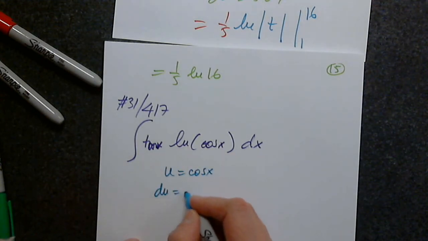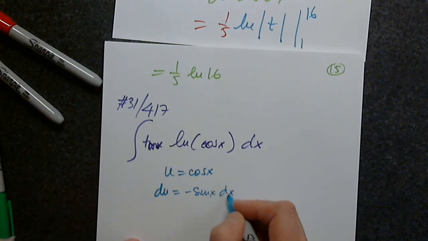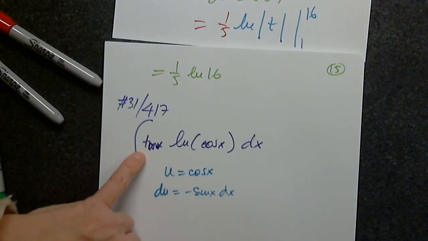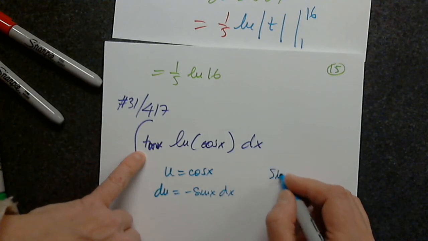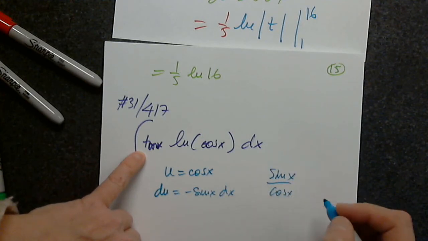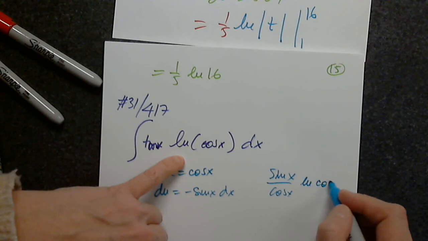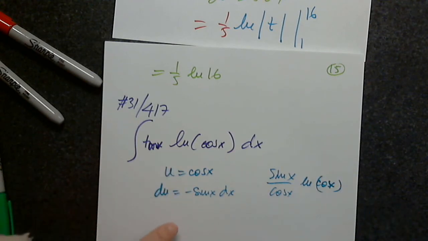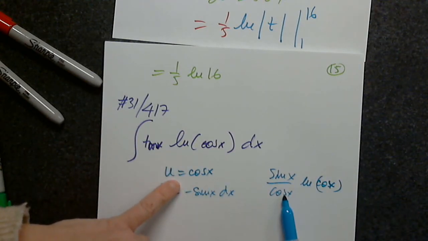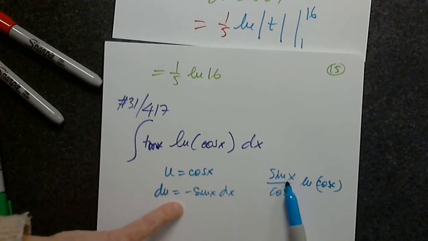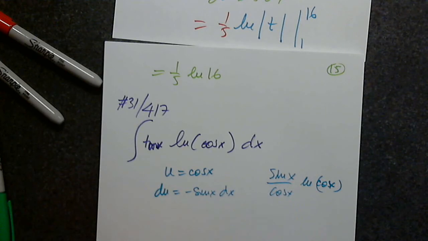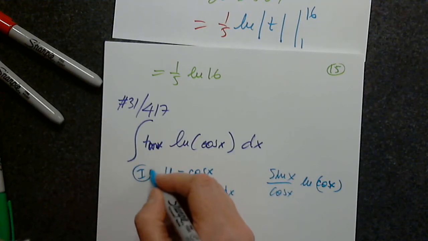But then du equals negative sine x dx, which is not bad, because I know tangent is sine over cosine. And this is natural log cosine x, right? So I have in the denominator u, I have natural log u, and I have the du. So this is our first option.